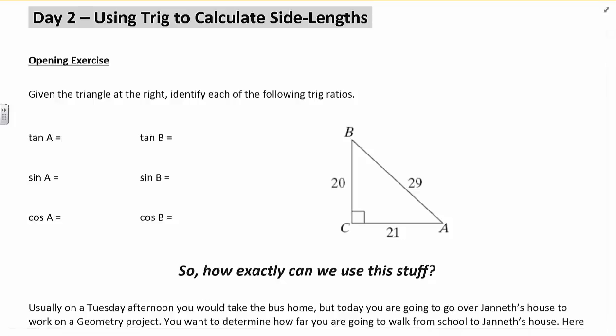So in the last video, we just talked about establishing the trig ratios. What is sine, what is cosine, what is tangent? And we realized that sine, cosine, and tangent have to do with the ratio of two sides of a right triangle. Sine being opposite over hypotenuse, cosine adjacent over hypotenuse, and tan opposite over adjacent. So just a quick recap.